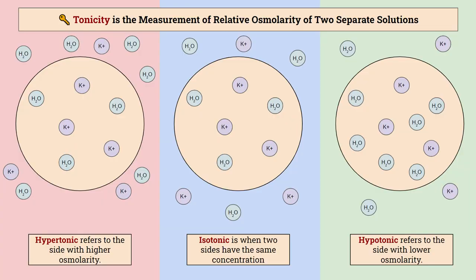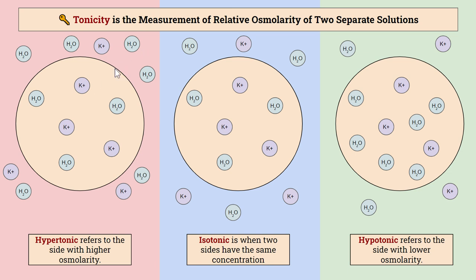Now, when we want to compare the osmolarity of two different solutions, we're going to do that with something called tonicity. It's important to remember that tonicity is a measurement of relative osmolarity, which means it's a comparison measurement, which means you can't just look at one solution and say what the tonicity is. It's always got to be in comparison to something else.